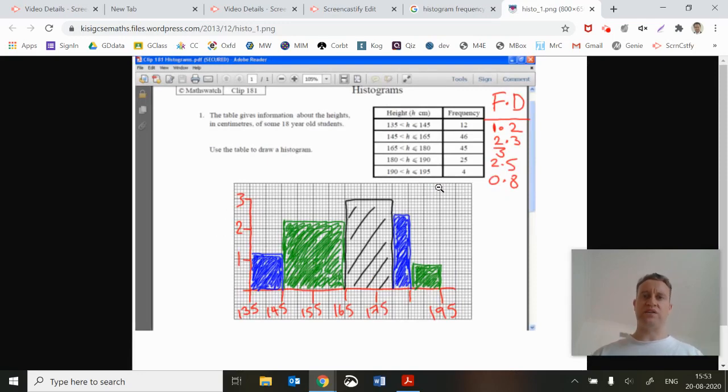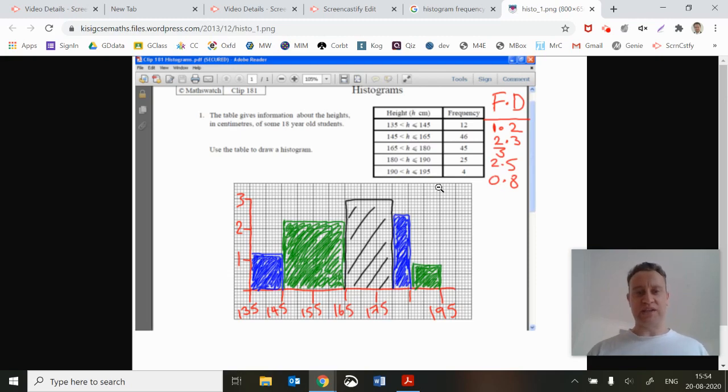They're saying, we've got the frequency, now divide 12 by the class width of 135 to 145. So divide by 10 and keep dividing by your class width. The next class width is 20, so do 46 divided by 20. Now you can plot all those heights of your frequency densities, and you call the axis on the left-hand side your frequency density. Okay, right. So look, this person is almost as scruffy as me.